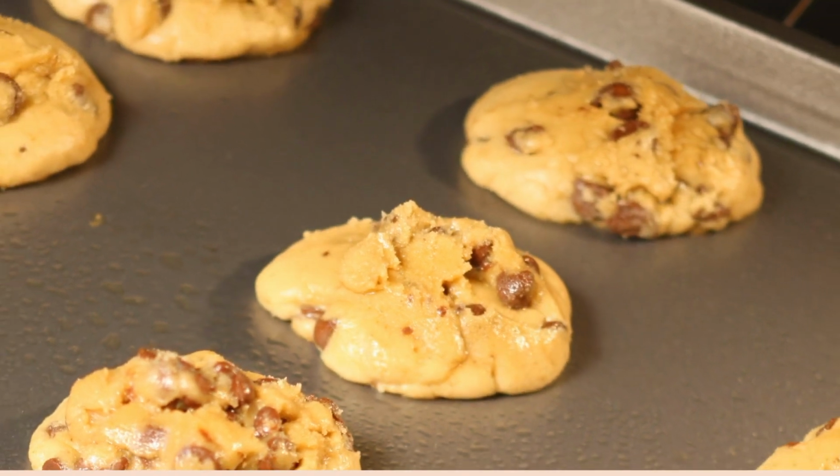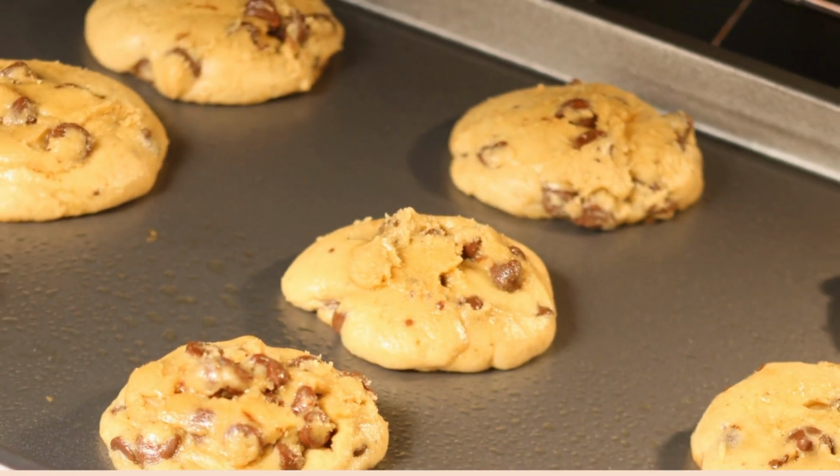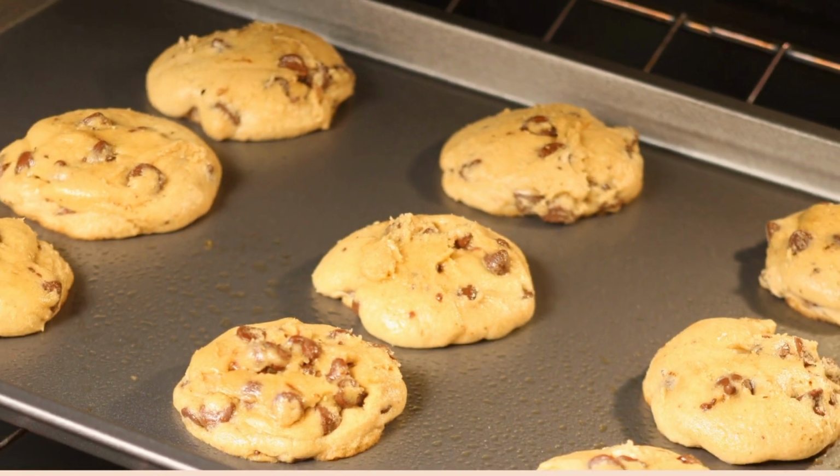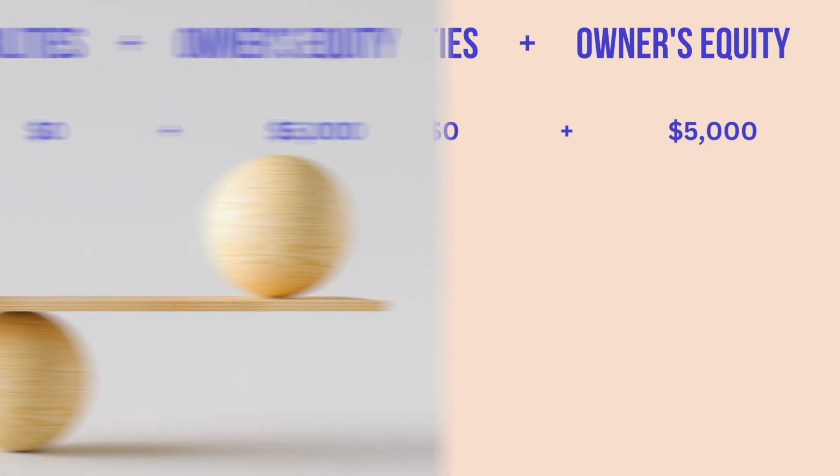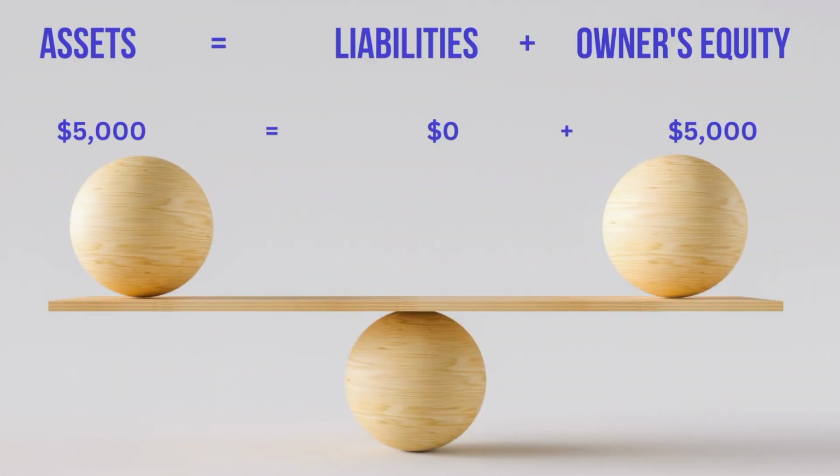Let's say you start your homemade cookie business with $5,000 of personal savings as your initial investment. The accounting equation would be assets, $5,000 cash, equals liabilities of 0 plus shareholders' equity of $5,000. When you start your homemade cookie business with $5,000 of personal savings as your initial investment, you contribute $5,000 as equity to the business. This increases the cash by $5,000 and the owner's equity by $5,000. The accounting equation is now balanced.